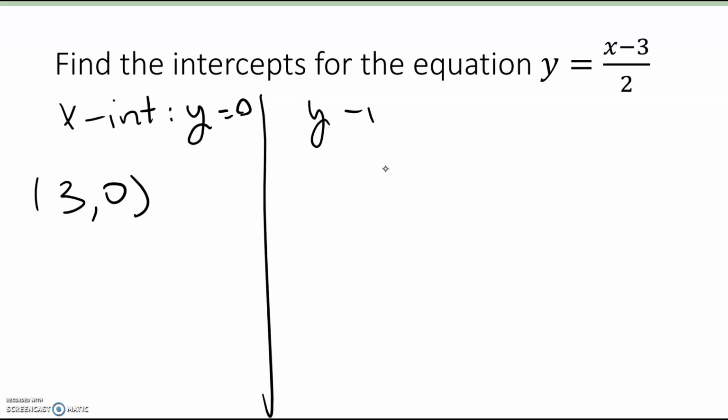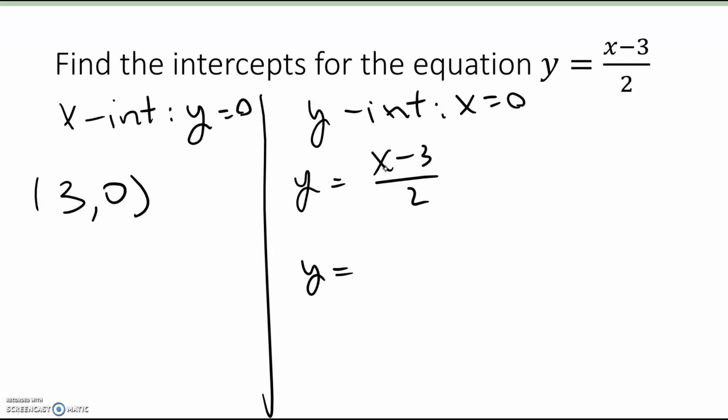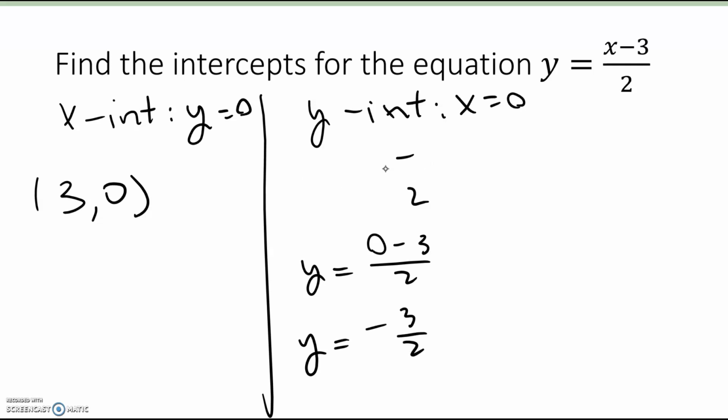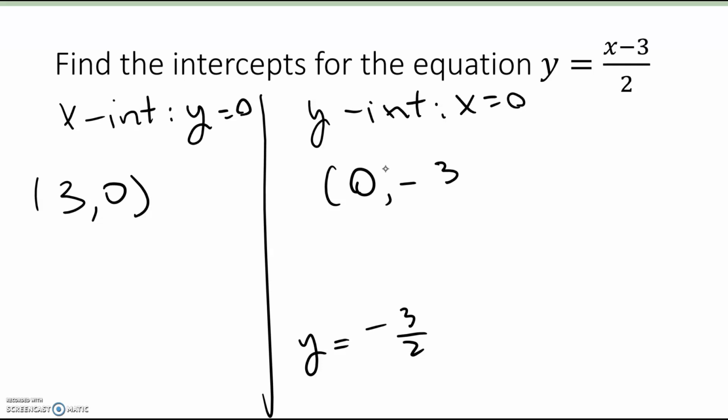For the y-intercept, x is going to be 0. So y = (x - 3)/2. Find your x and replace it with 0, so y = (0 - 3)/2. That is -3/2. So my ordered pair is (0, -3/2).